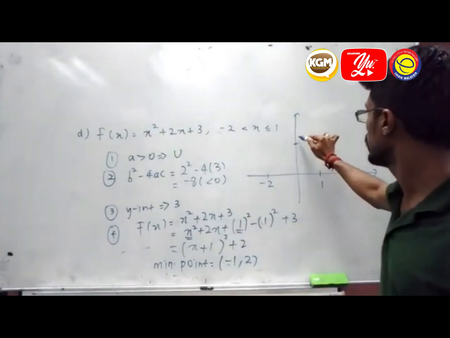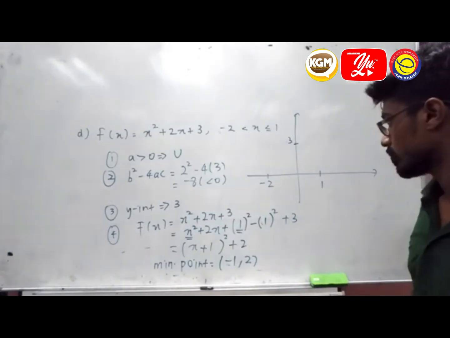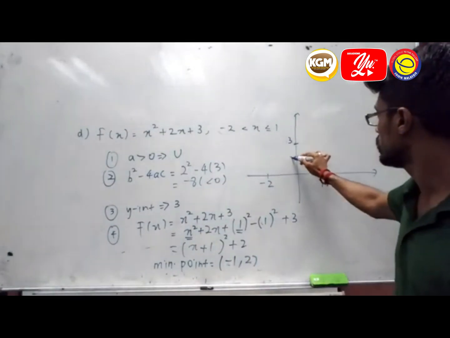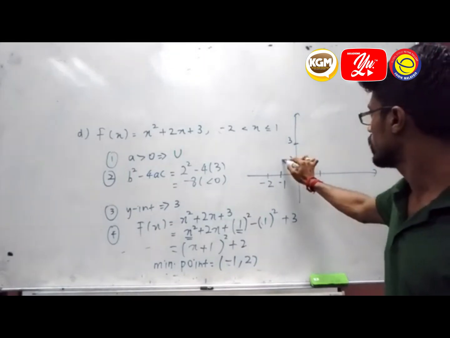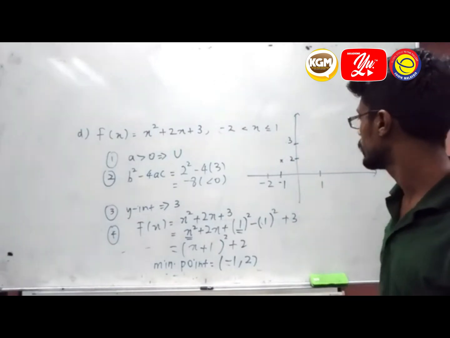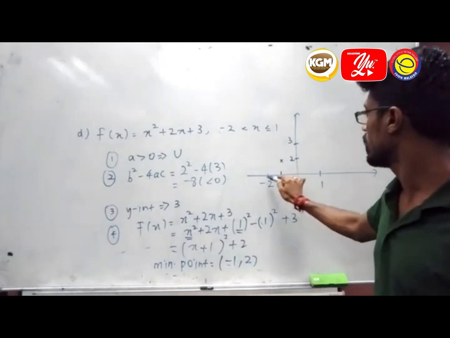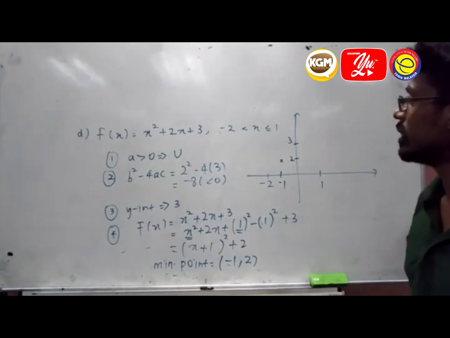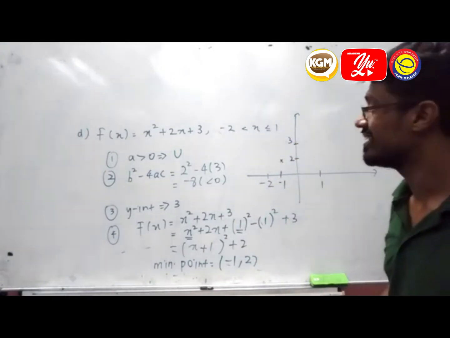Y-intercept is 3. So I can go and put my 3 there. Minimum point -1, 2. So your 2 is here. This is your -1. So your minimum point will be here. So I just have to go and fit in this guy. It would be good if we go and tell what is our value of y when x is -2 and 1. Okay, so we know where to start and end the graph.